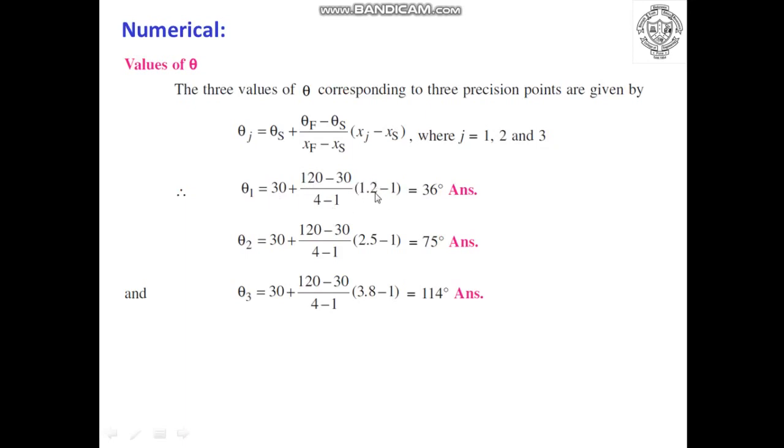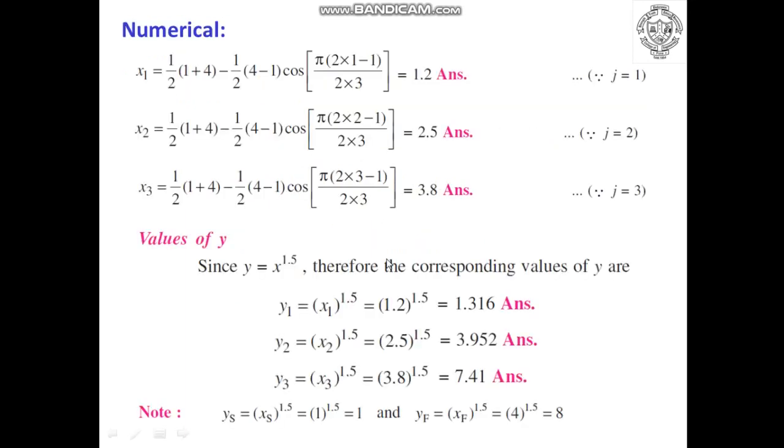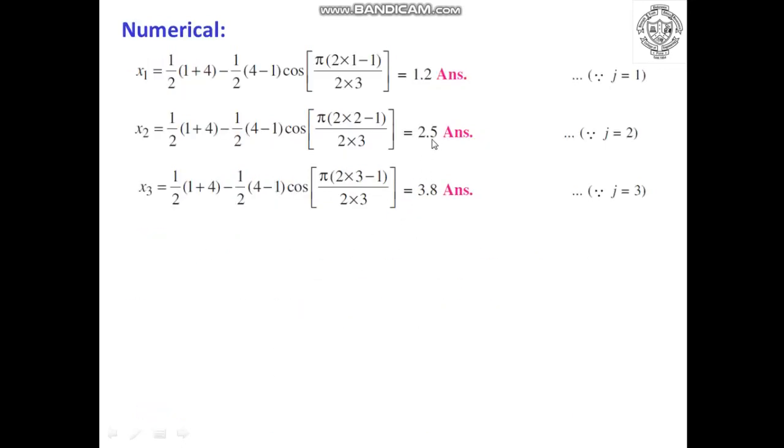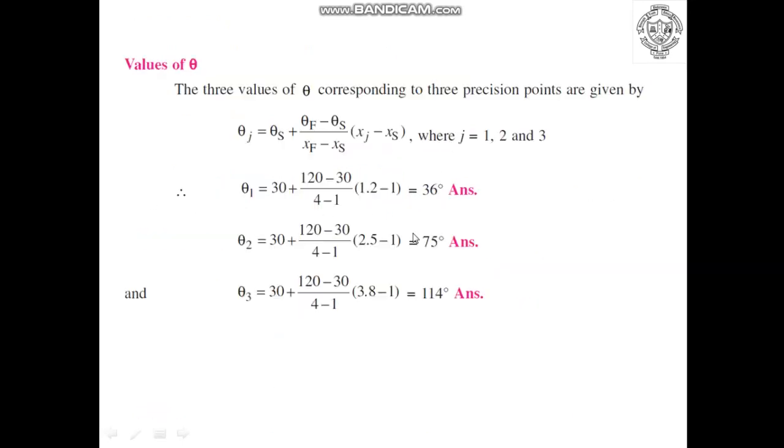Why is it considered as 1.2? Because since we have put the value of j here, you get this value as x1. So the value of x1 was nothing but 1.2. You can see here, the value of x2 is considered as 2.5 because we have calculated this as 2.5, and the value of x3 is considered as 3.8. So this is how you can find out the value of theta 1 as 36 degrees, theta 2 as 75 degrees, and theta 3 as 114 degrees.